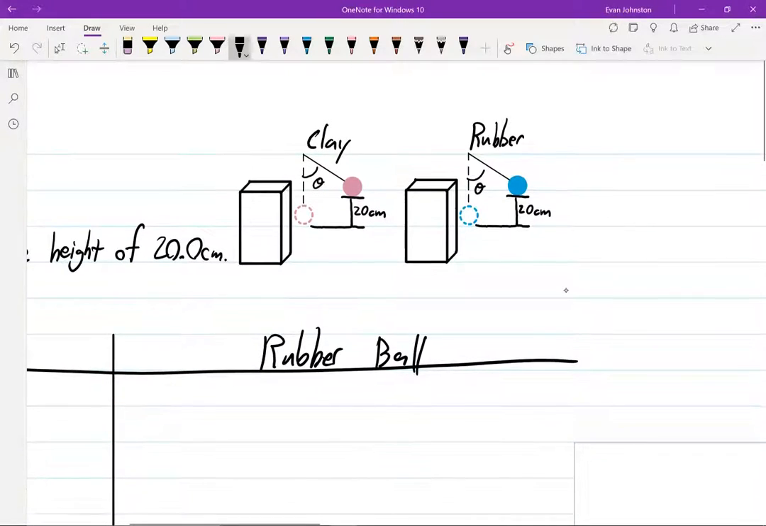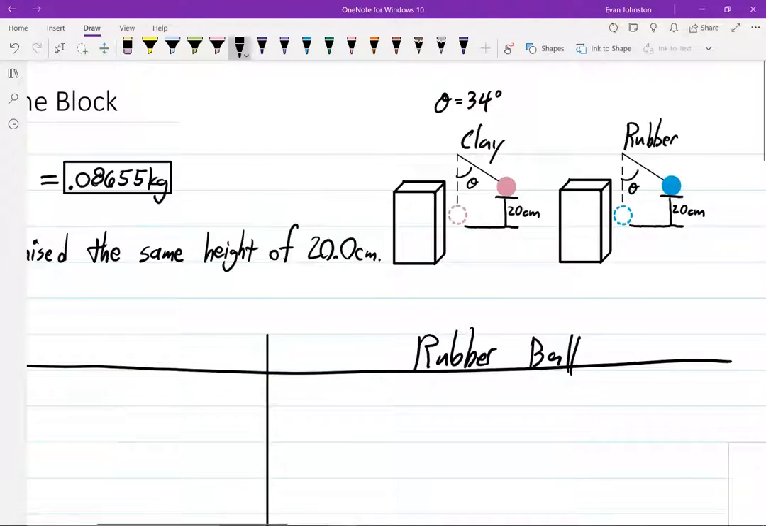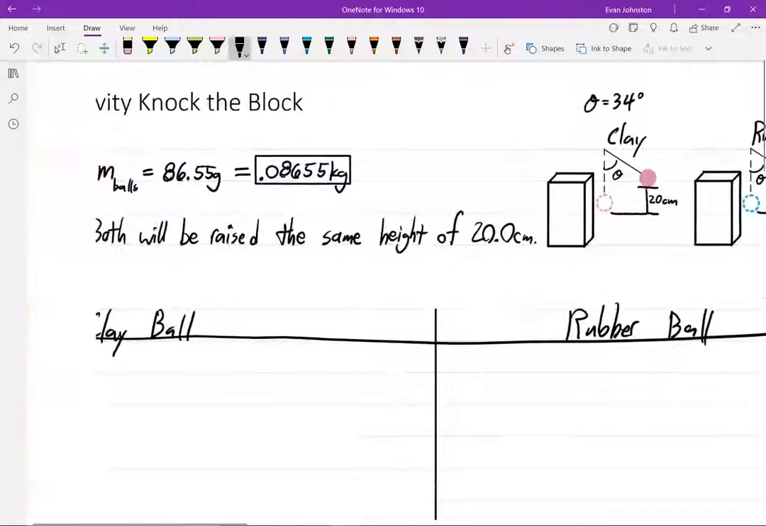And they both were pulled at the same angle, obviously, too. And I'll tell you that angle was actually 34 degrees. But that's what's been given to us.